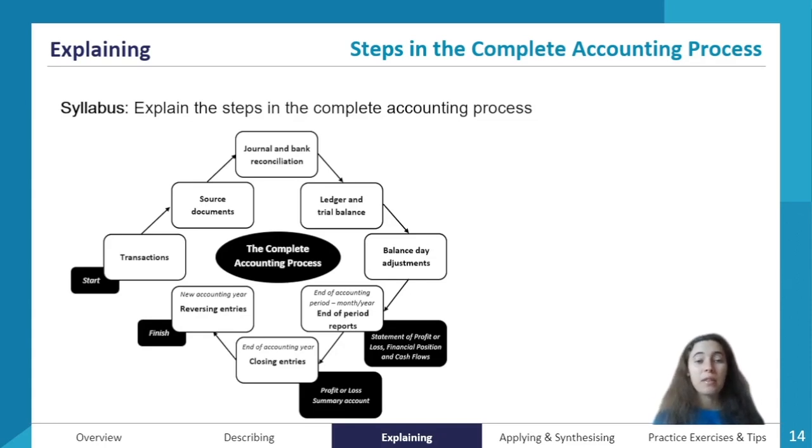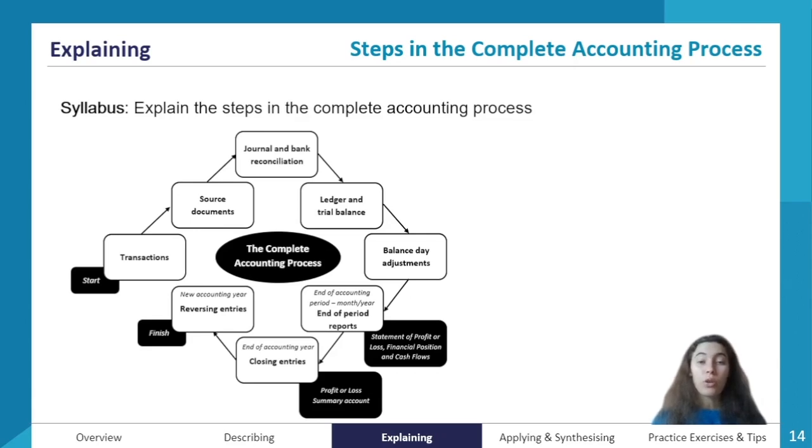Okay, so these are the steps in the complete accounting process. So you can see off on the far left there, we've got the start section. And so you're starting off with your transactions, and then you've got your source documents. So we'll go through what all of these things mean in more detail in a second.